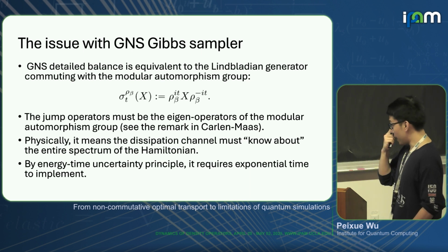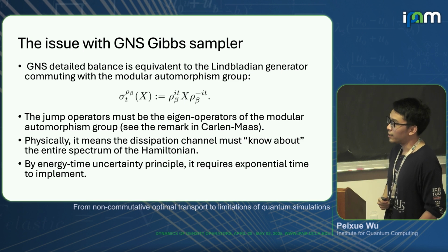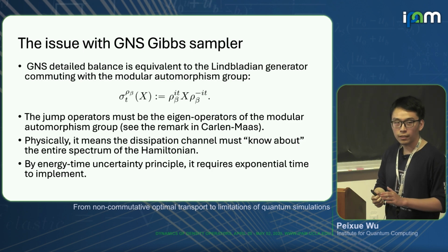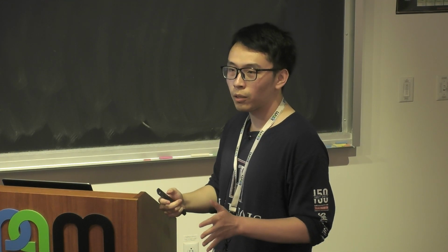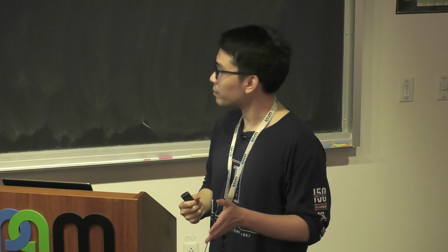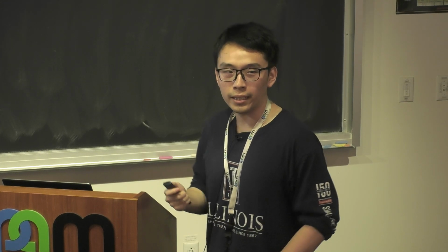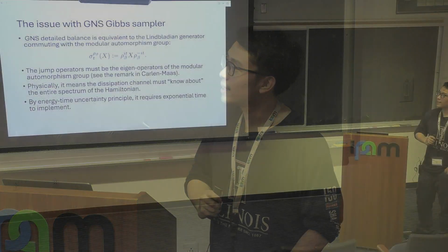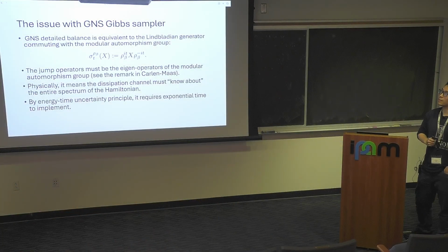Let me explain. The energy-time uncertainty principle means that the energy difference times the time is a constant. And the energy difference is very, very small in this case, because suppose your Hamiltonian is an n-qubit local Hamiltonian, so the largest energy is linear in n. But you have 2 to the n many energy levels, so the energy gap must be very, very small. So the time you need to implement such a Gibbs sampler is exponential.